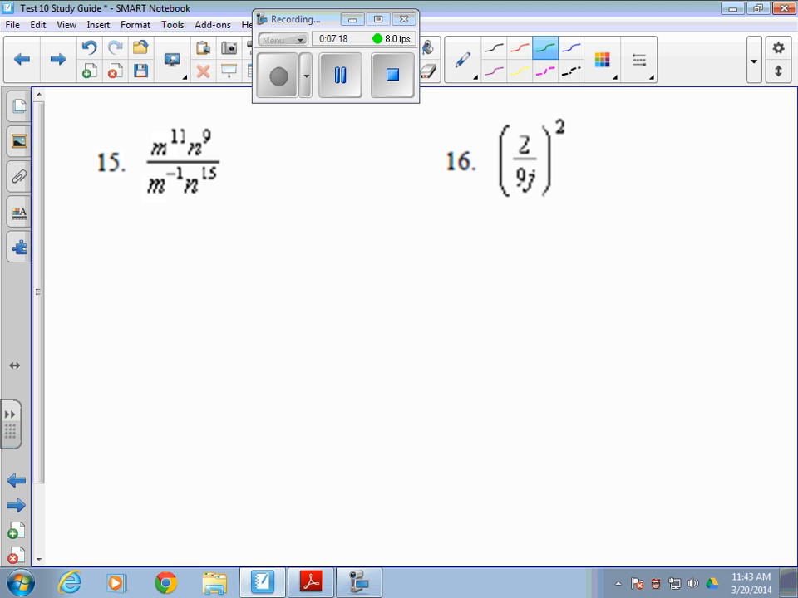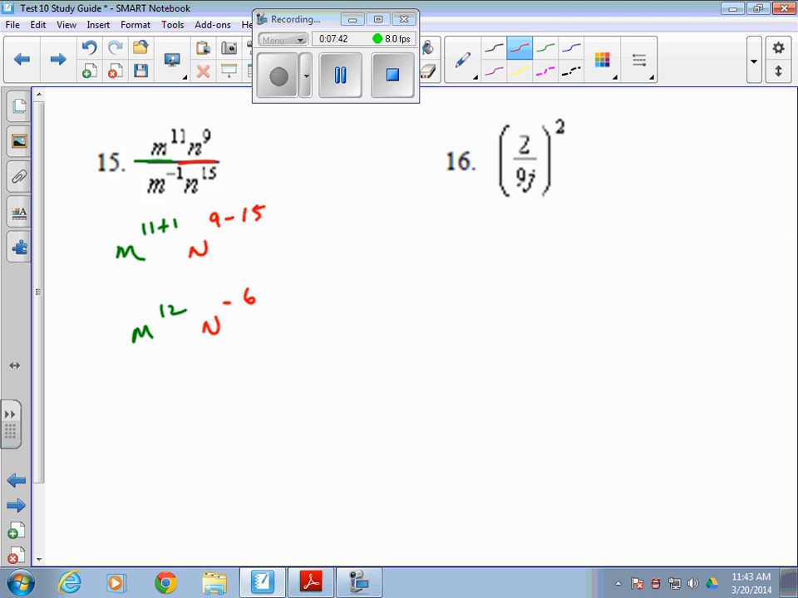Same thing with number 15, except you're dealing with m and n. m to the 11th divided by m to the negative 1. Minus a negative 1 is going to become m to the 11 plus 1. Again, minus a negative. n to the 9th divided by n to the 15th. n to the 9 minus 15. So m to the 11 plus 1 is m to the 12. n to the 9 minus 15 is going to be n to the negative 6.